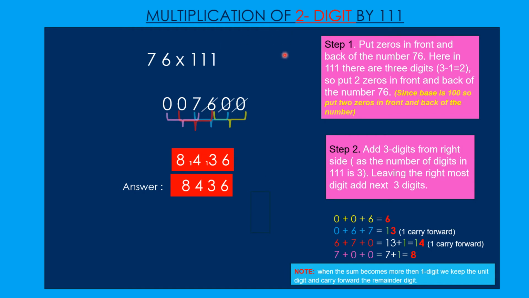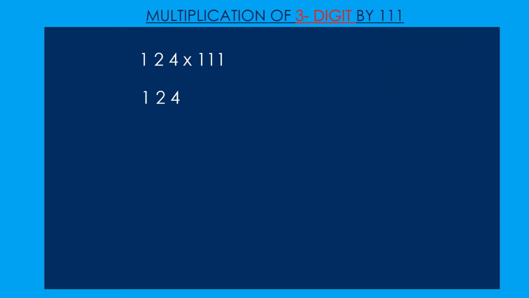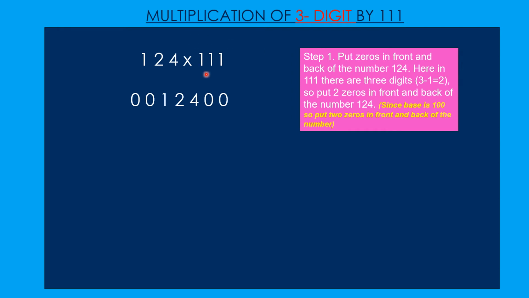So that was an example of 2-digit multiplied with 111. Another example, multiplication of a 3-digit number by 111. So 124 times 111. First thing, you just bring 124 at the bottom. Just write it down. Then next you put the number of zeros. There are 3 ones here, so 3 minus 1 is 2. So put 2 zeros in front and 2 zeros at the back of the number 124.